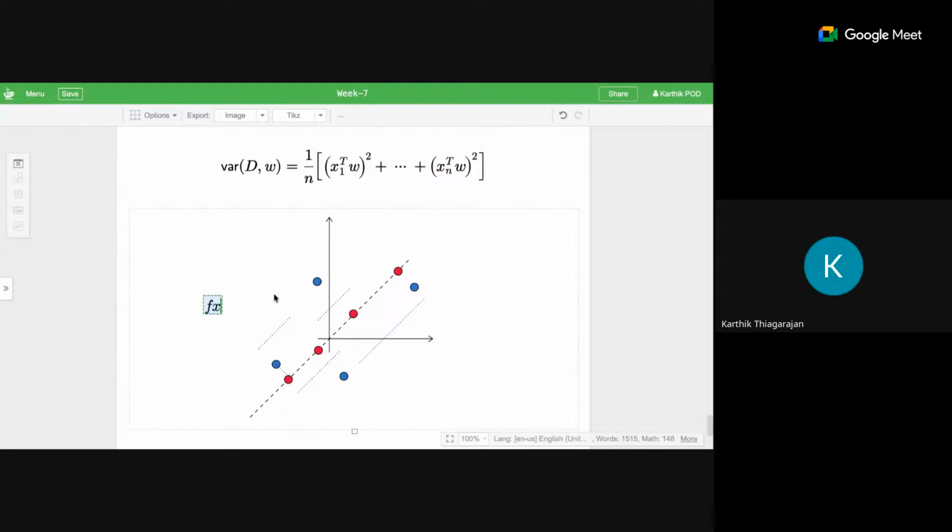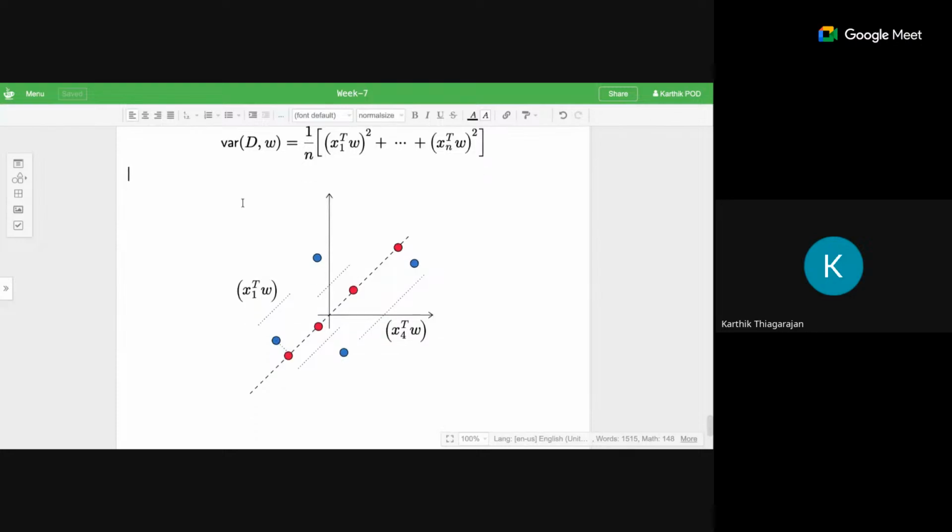Okay, so what is this? This is like x1 transpose w. Okay, this length is x1 transpose w, and I can't do this for everything because we'll waste time. So this is like x4 transpose w. Of course, absolute value. If you want to treat this as a distance, it should be absolute value. So you are squaring each of these, adding all of them, dividing by n, and this is the variance of the data set along w.